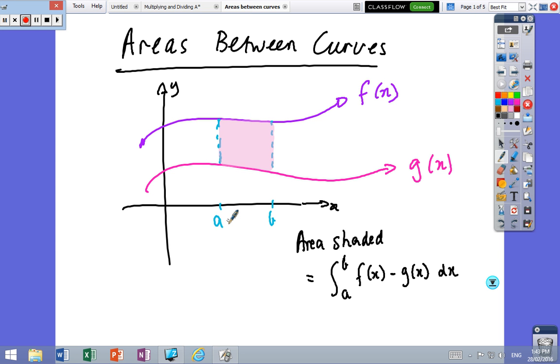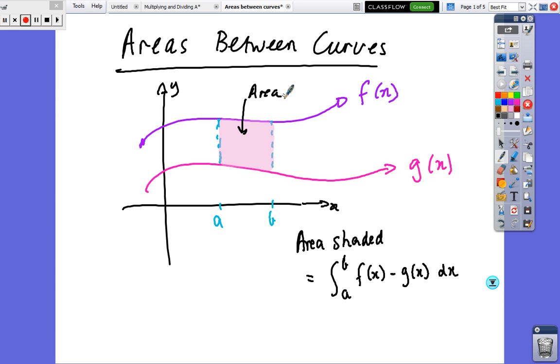Okay, so we're looking at areas between curves. I know a few of you already started this, but we'll have a video anyway. So for instance, if I have two curves, one f(x), one g(x), and between x equals a and x equals b, there's going to be a shaded area. Okay?